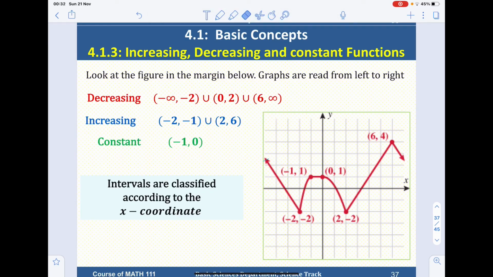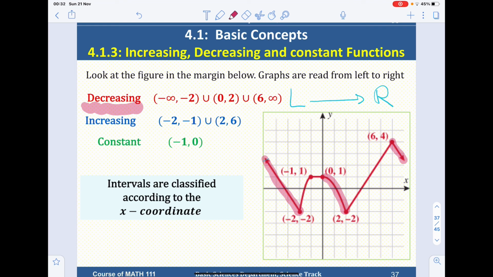Okay, we have the figure over here, which is a graph of a function, and we want to find the intervals in which the function is decreasing, increasing, and constant. So let's see where the function is decreasing. As we said, we have to go from left to right, as if we are drawing the function. Here the function from left to right is going down, and also in this part the function is going down, and also in this part the function is going down.